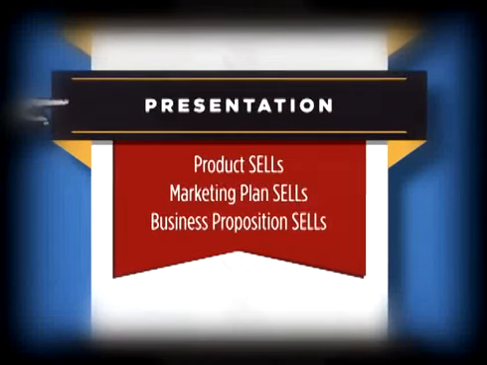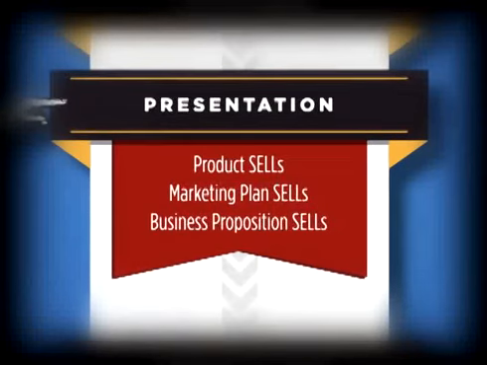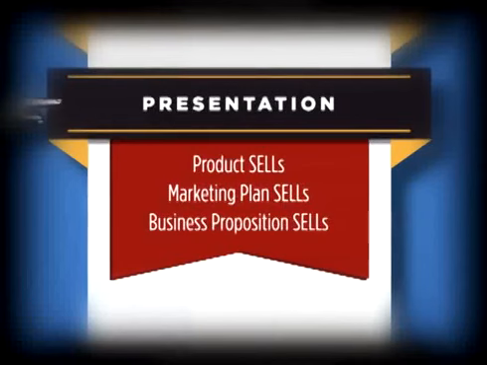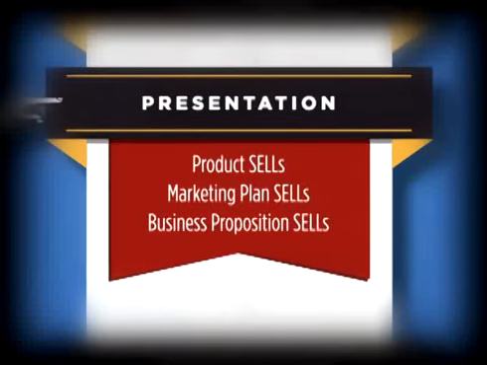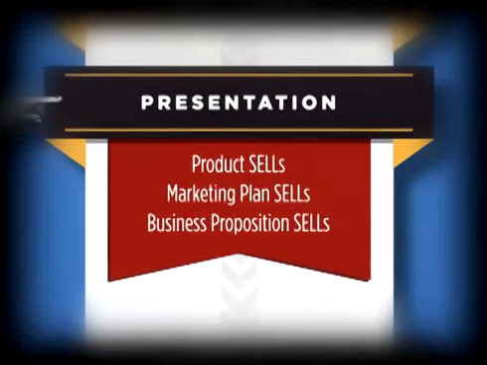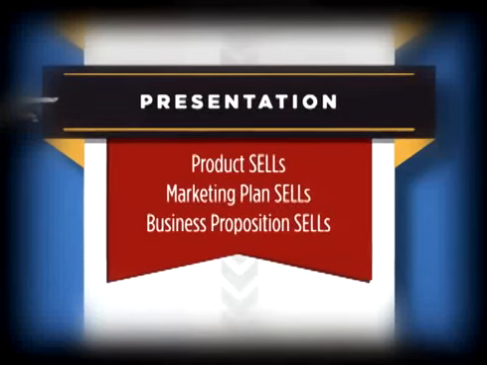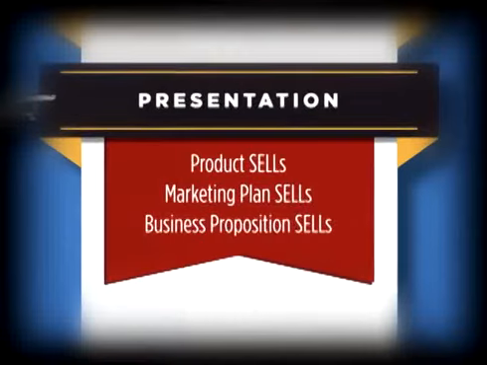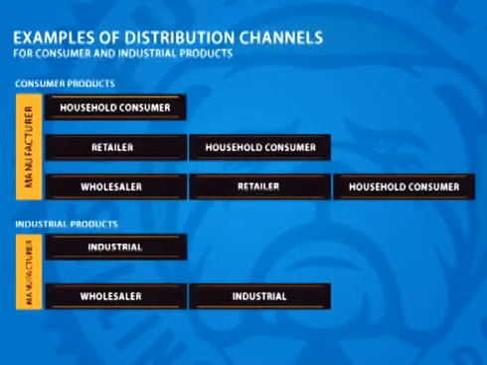3 presentation parts. There are 3 parts of the presentation that should be discussed in the correct order. First, present the product. Second, the marketing plan. And third, the business proposition. There are 2 types of marketing plans. For the reseller, you will discuss how they will sell the product after purchase. Examples of a reseller would be a retailer, distributor, or wholesaler.